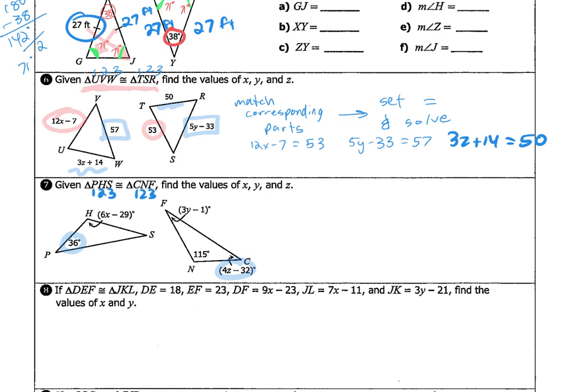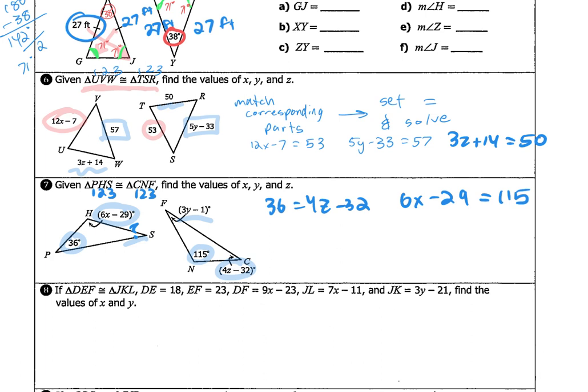We know that H is congruent to N, which leaves F and really S, which, again, we don't know. We don't know what to set F equal to. So I know, again, matching those up, 36 is equal to 4z minus 32. I know that 6x minus 29, we said was equal to what? 115. And that left 3y minus 1 equal to what? Again, unsure, right?